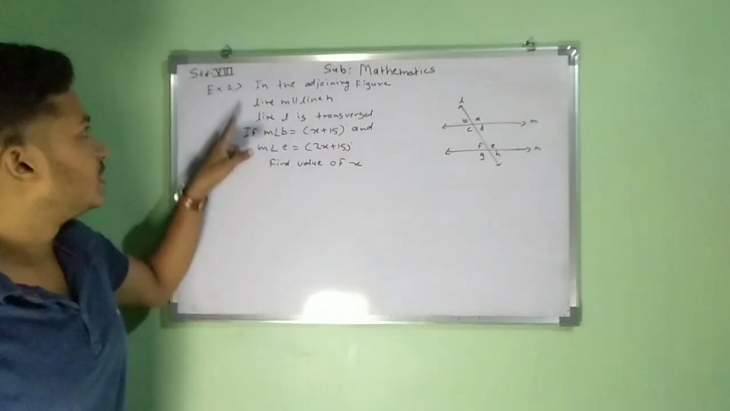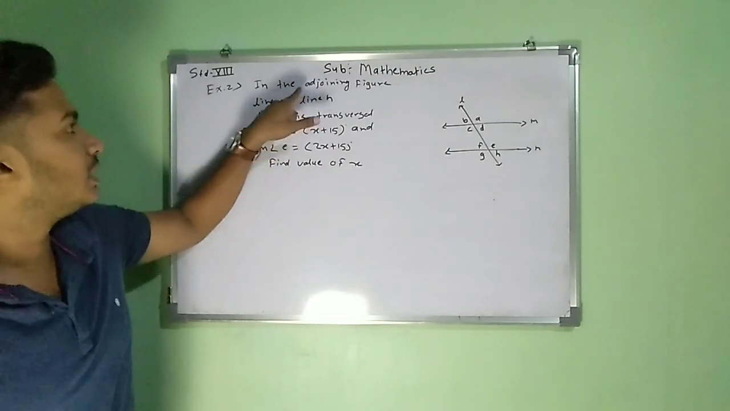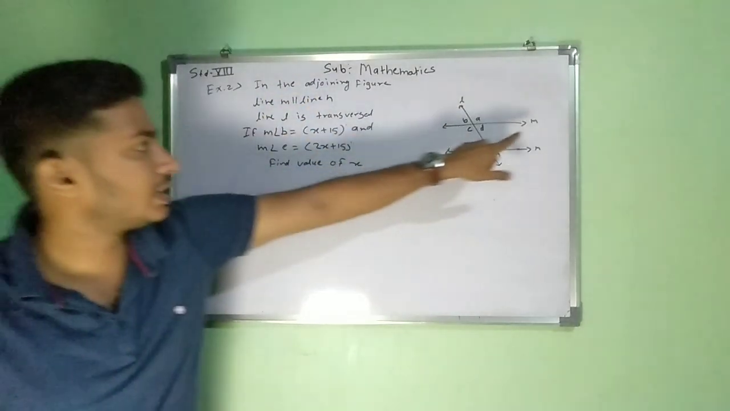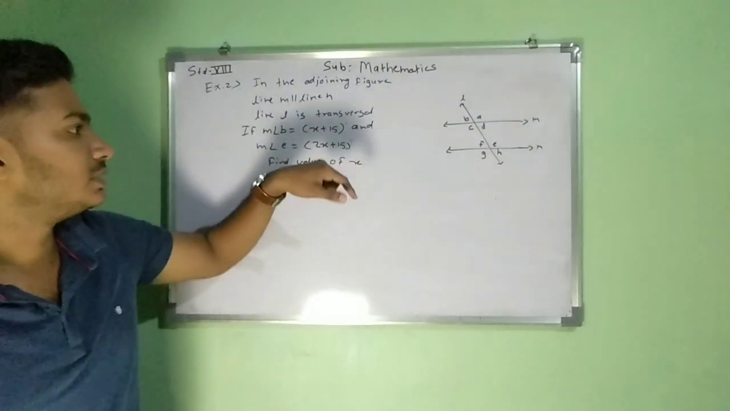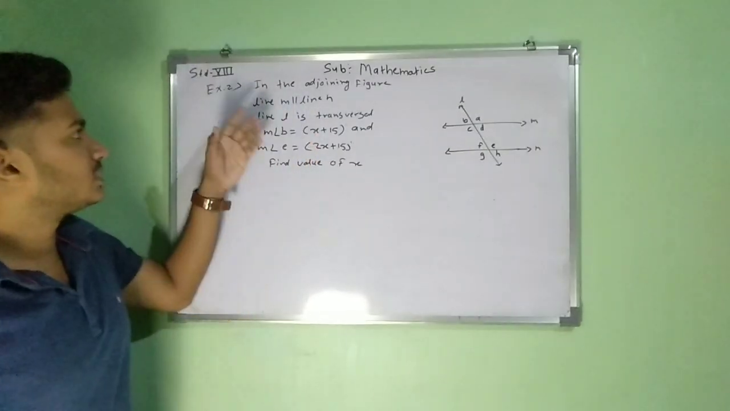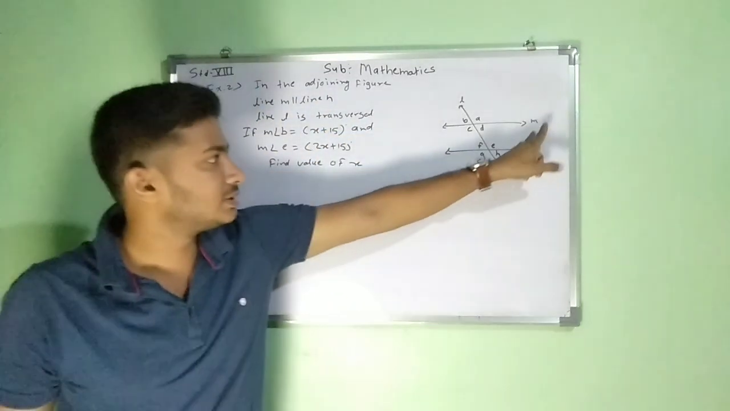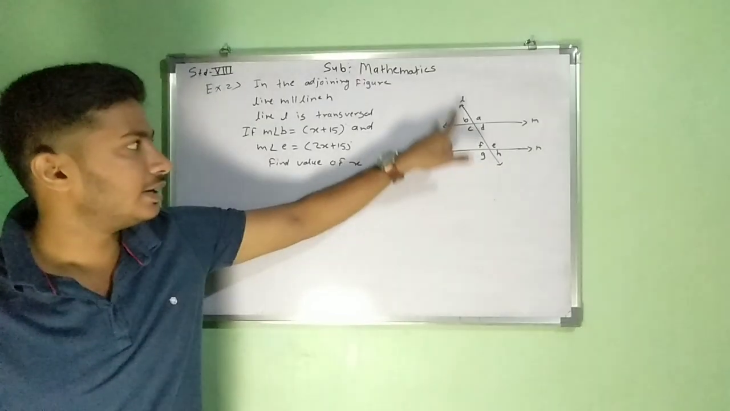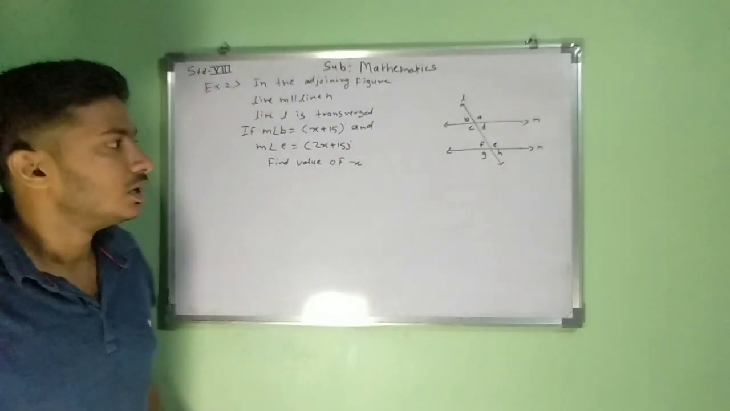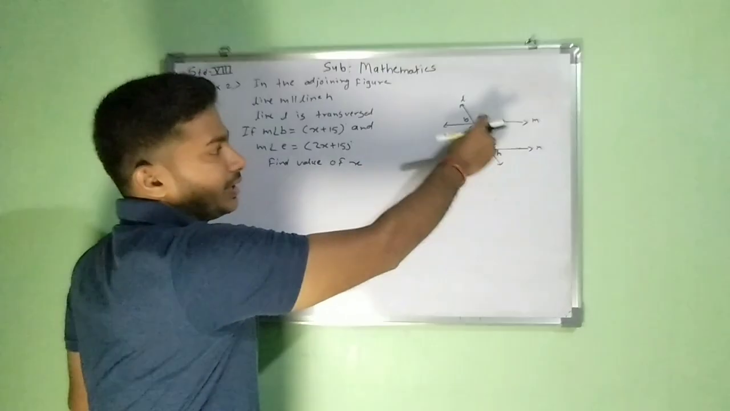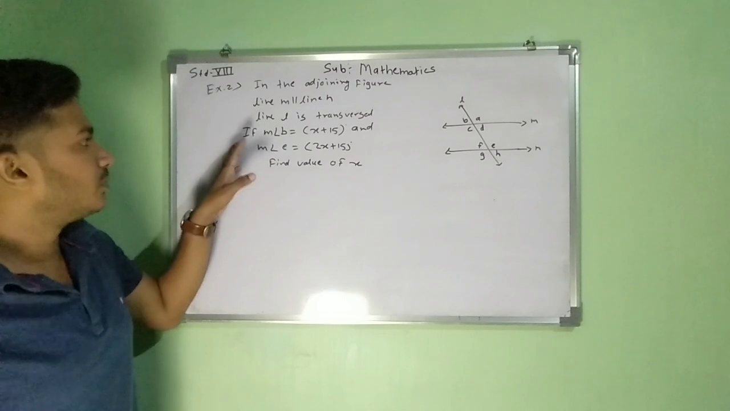So this is our second example. Look here, the question is, in the adjoining figure, line M is parallel to line N, and line L is a transversal of that. At the point of intersection, there are a total of 8 angles they have given. Okay, and some measurements are given.